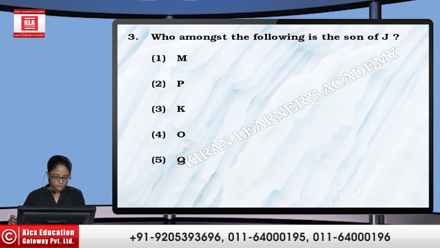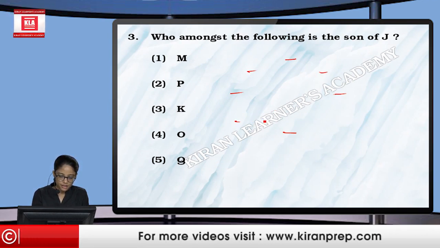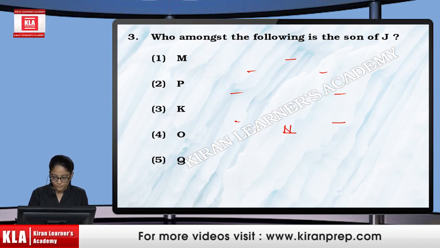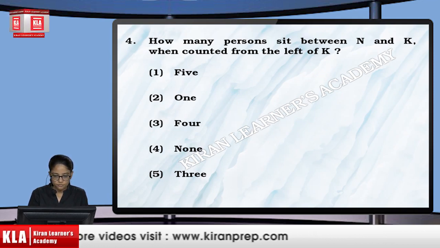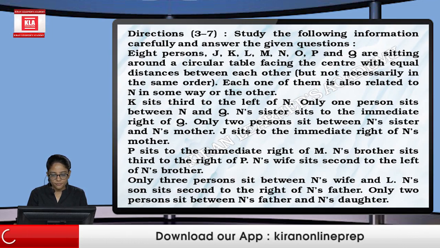So let's draw it. We have 8 persons to seat. So we have made 8. It is saying that K sits third to the left of N.